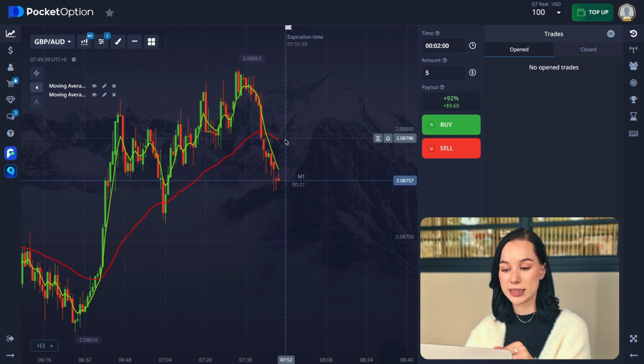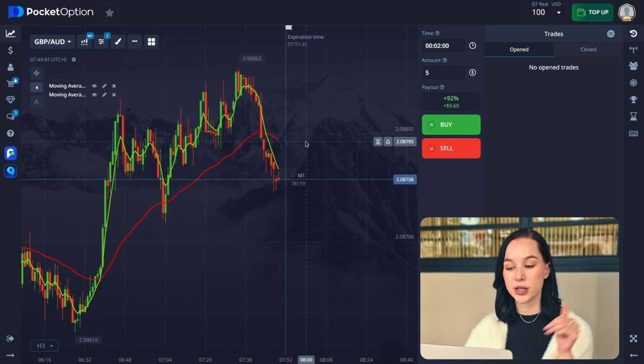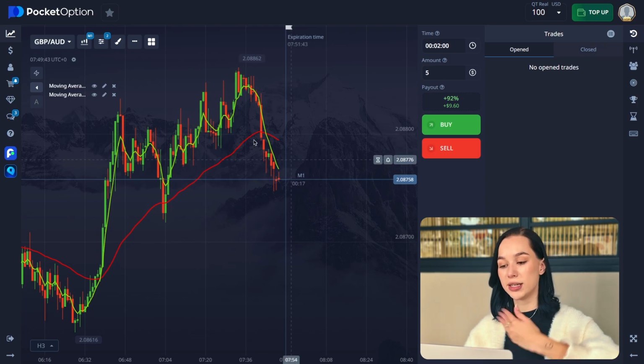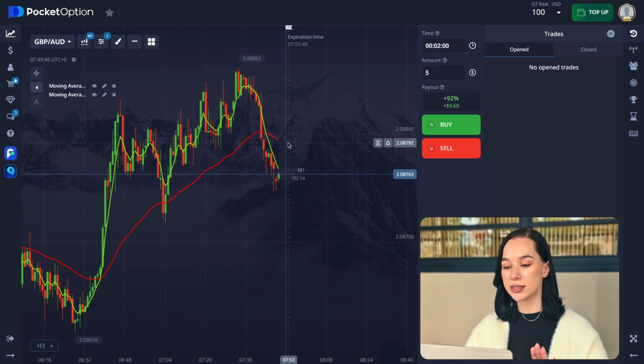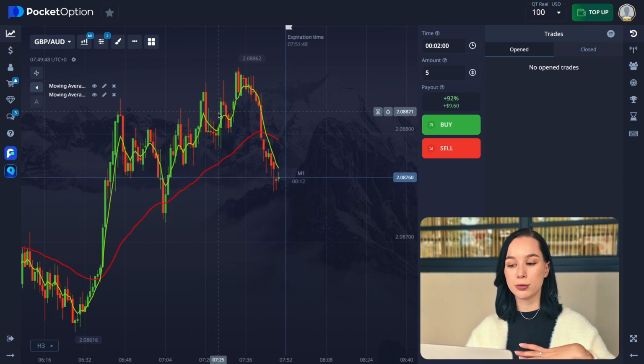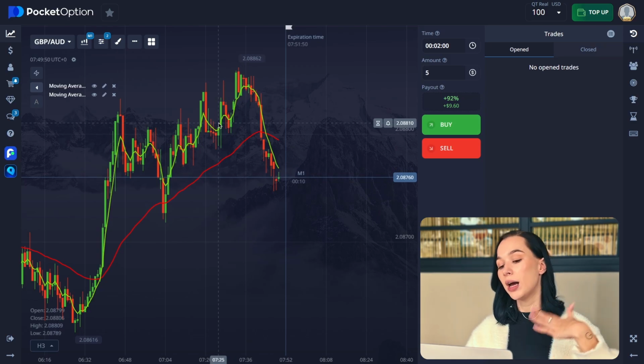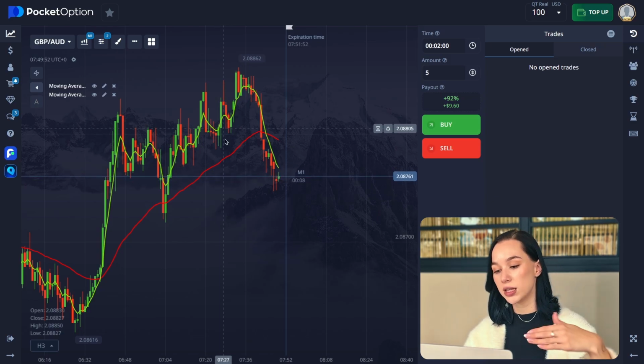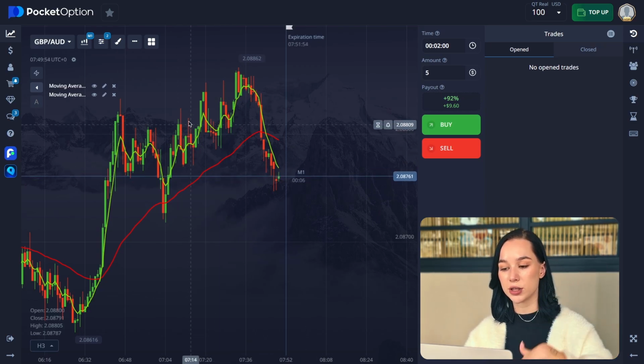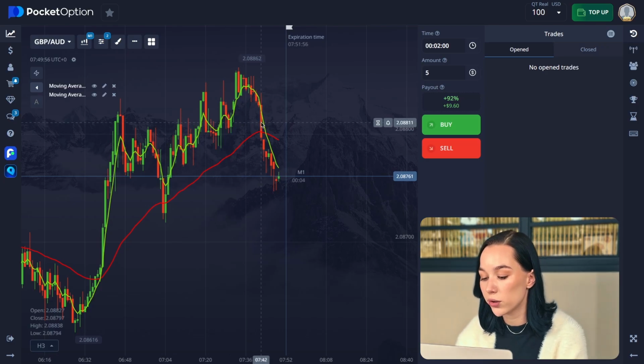For example, here we can see two moving averages crossing each other and both lines going downward in the same direction. So it's definitely giving us a sell signal. Also we can see that before it was an upward trend with a lot of corrections, but in the end it reached its resistance level and has now been reversing in a downward direction for a pretty long time already.